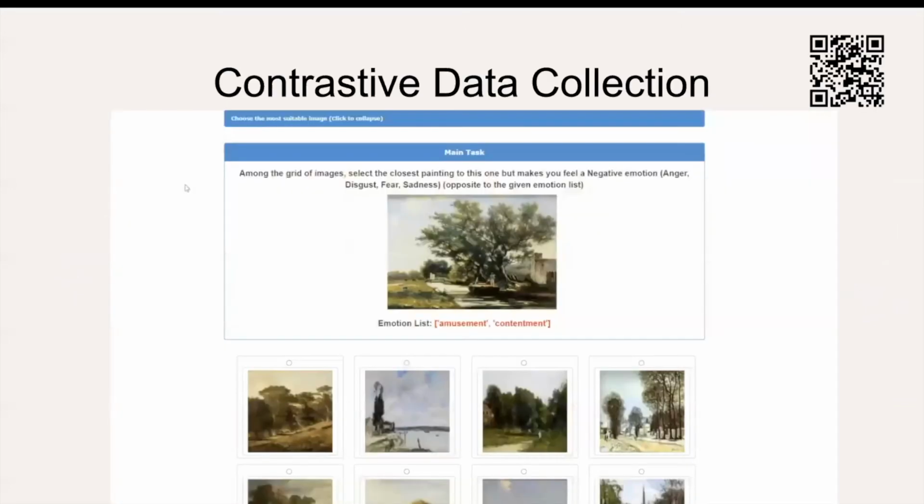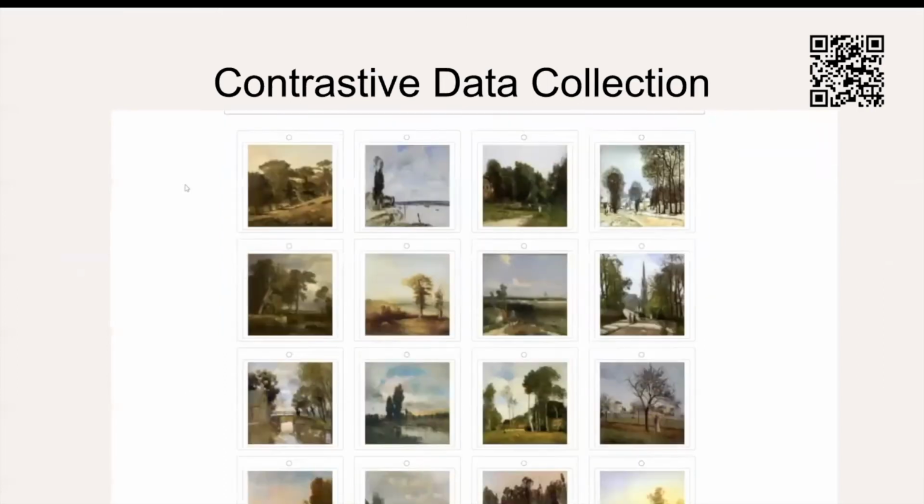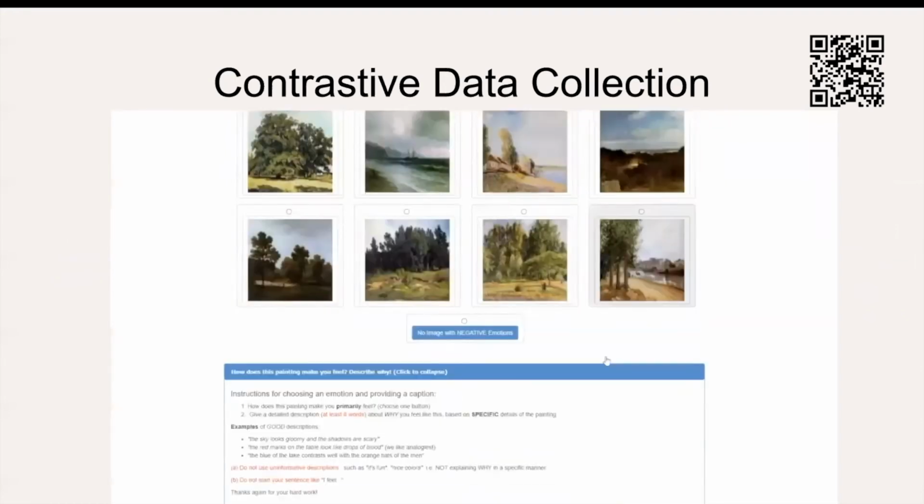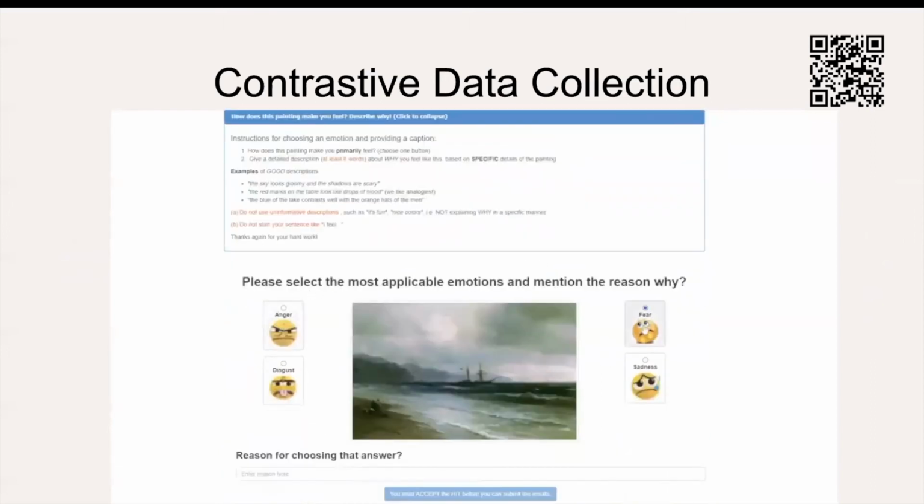To collect Artemis 2, we used the Amazon Mechanical Turk platform. Our interface shows to a worker a query painting with dominantly positive or negative emotions, along with 24 visually similar paintings. We then ask the annotator to select one of the 24 paintings that evoke emotions opposite to the given list. To avoid forced annotation, we provide the worker with a no image option. Finally, we ask the annotator to select a fine-grained emotion and explain in text why they felt like that.